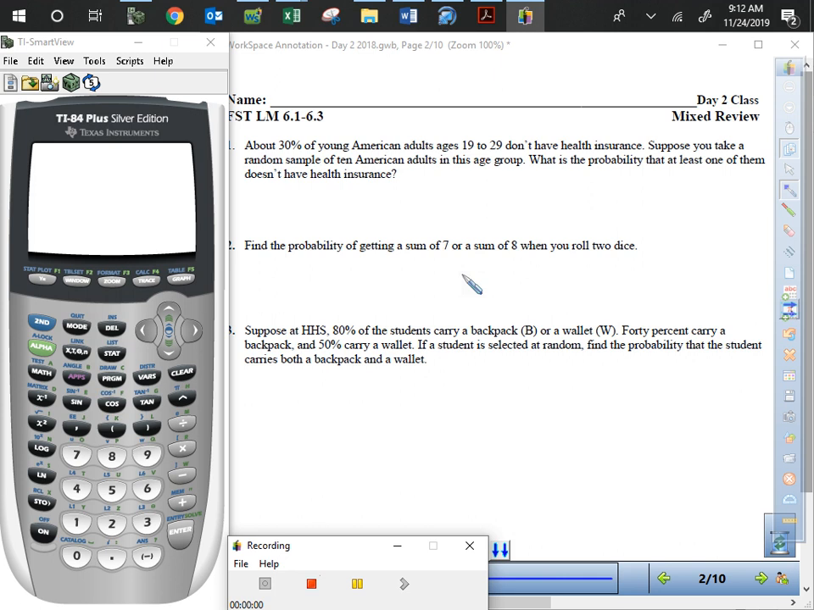Hi folks, today we're going to do a little bit of review from the lessons that we've covered in this chapter so far. So make sure you have your green note card handy and we'll go ahead and get started.